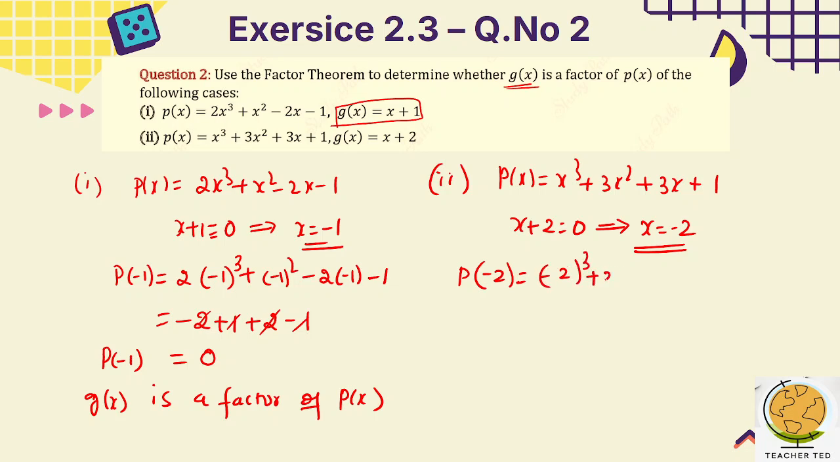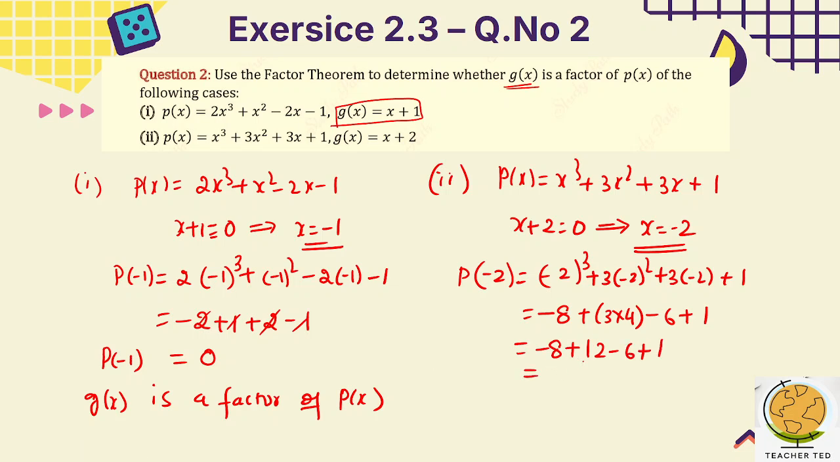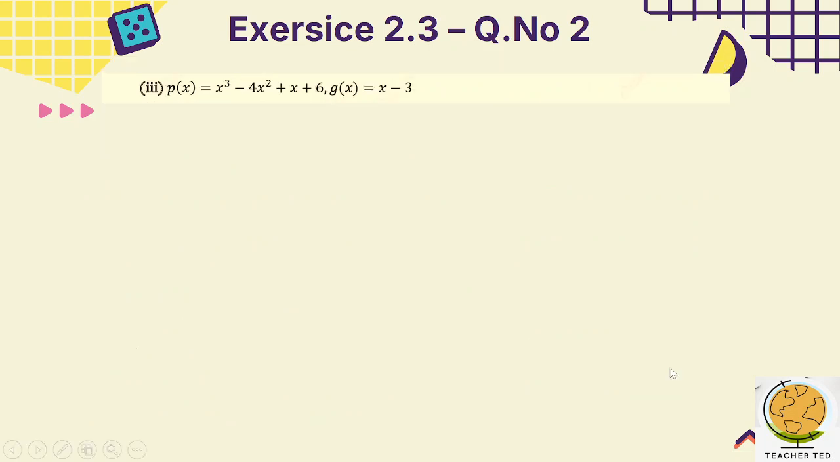Minus 2 cube plus 3 into minus 2 square plus 3 into minus 2 plus 1. So minus into minus is minus, 2 cube is 8. Minus into minus is plus, 2 square is 4, so that is 3 into 4. 3 into minus 2 is minus 6, plus 1. So minus 8 plus 12 minus 6 plus 1. So it becomes minus 8 minus 6 is minus 14, plus 12 plus 1 is plus 13. So minus 1. You observe here it becomes minus 1.